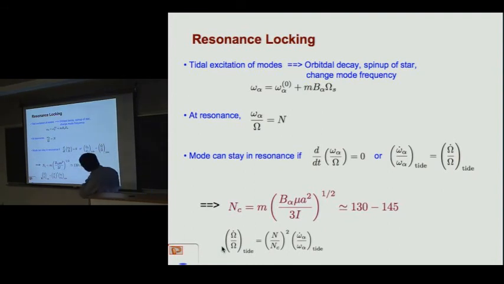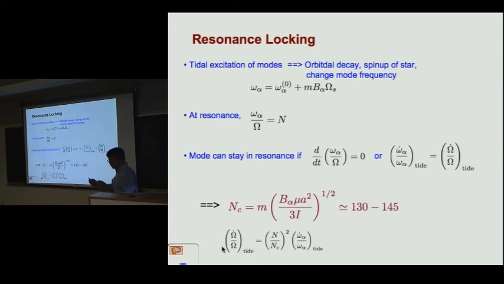So at resonance, you have this relationship of the mode frequency equal to integer times omega. You can stay in the resonance if this derivative equals zero, if this ratio is not changing. In other words, at the resonance, both the orbital frequency and the mode frequency are changing, but they will stay in the resonance, will be locked, if they're changing at the same rate.